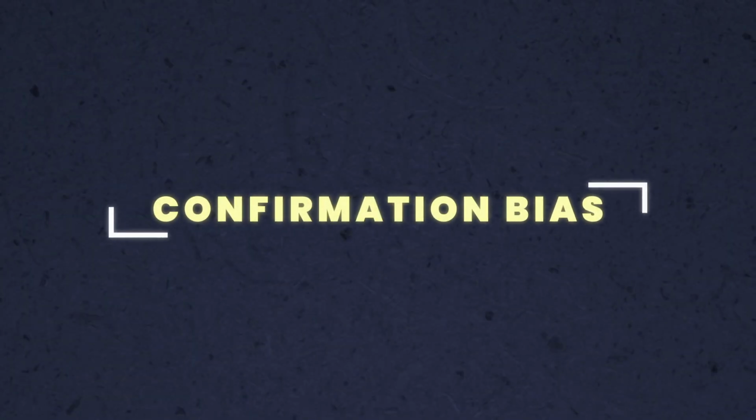Confirmation bias. Confirmation bias is a psychological phenomenon that can significantly hinder the success of your A/B testing. It occurs when we naturally favor information that supports our pre-existing beliefs while ignoring or downplaying contradictory evidence. This can lead to biased decision-making and a failure to optimize marketing campaigns effectively.